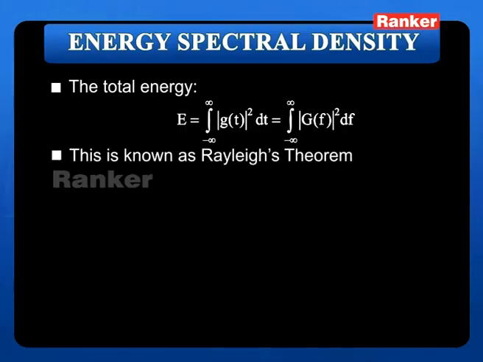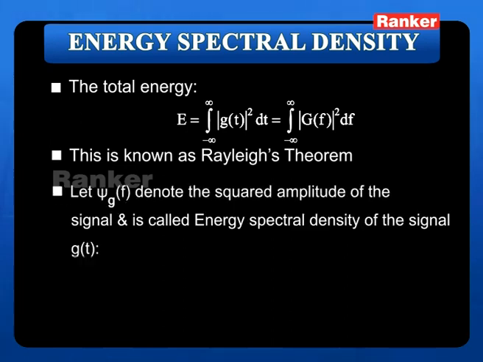Now this is known as Rayleigh's theorem. This is a very important theorem. This is called Rayleigh's theorem. Now let psi g of f denote the squared amplitude of the signal, and it is called the energy spectral density of the signal g of t. So psi g of f is equal to mod G of f whole square. Then energy is given by integral from minus infinity to plus infinity psi g of f df. So this psi g of f is called the energy spectral density of the signal.